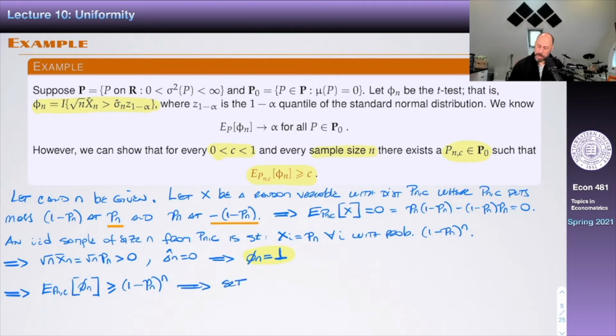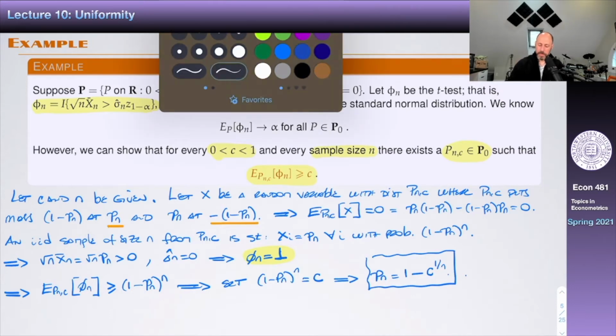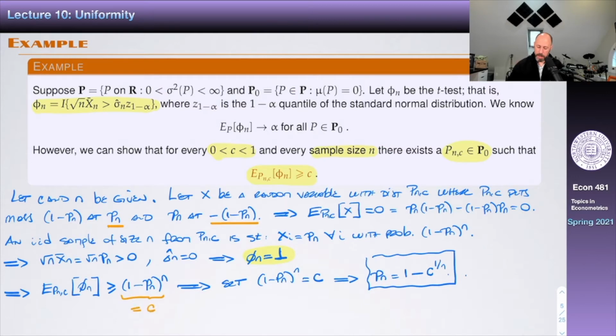Now, set (1 minus p_n) to the power n equal to c. And then we have that p_n is equal to 1 minus c to the 1 over n. So you give me a c, and I construct a p_n, 1 minus c to the 1 over n. And a 2-point distribution is enough to show that this is the case. By construction, this here is equal to c. And we prove the result.